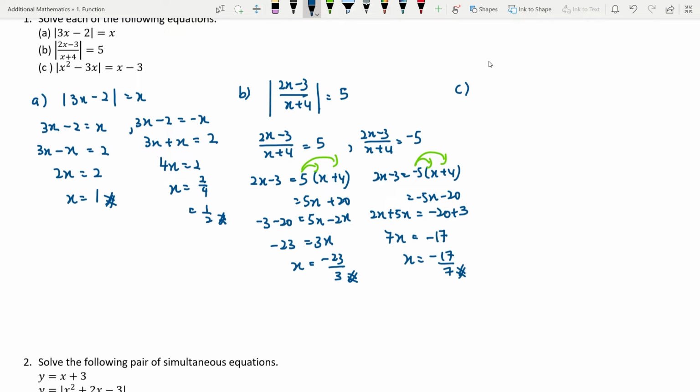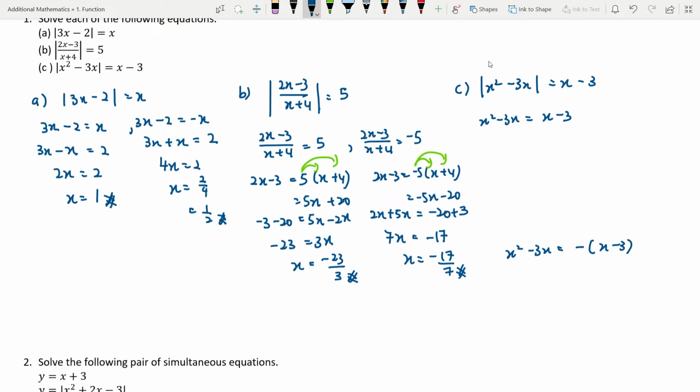For C, we have modulus x squared minus 3x is equal to x minus 3. Let's write down the equation first. We have x squared minus 3x equal to x minus 3. And the second one, I write it here, so it will be x squared minus 3x equal to negative bracket x minus 3. Since this is a quadratic equation, we need to factorize it.